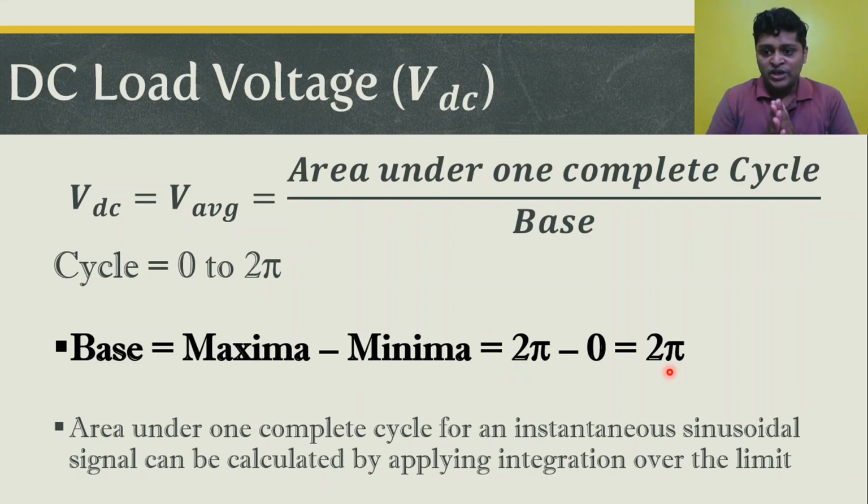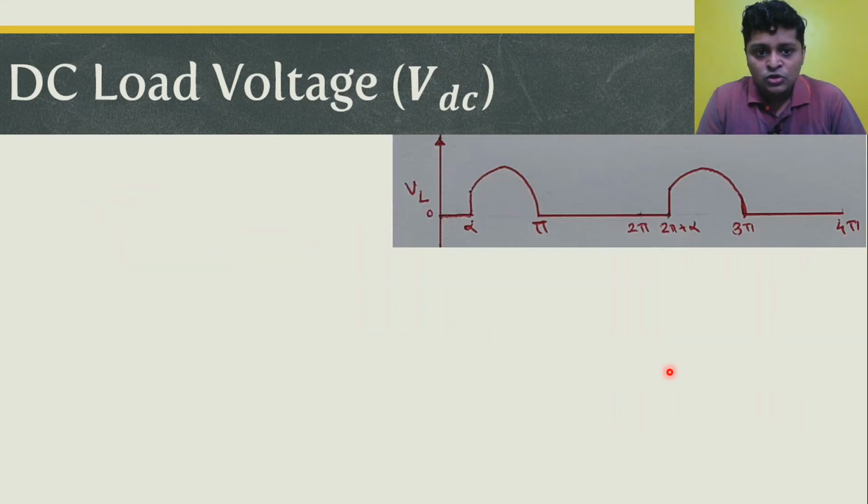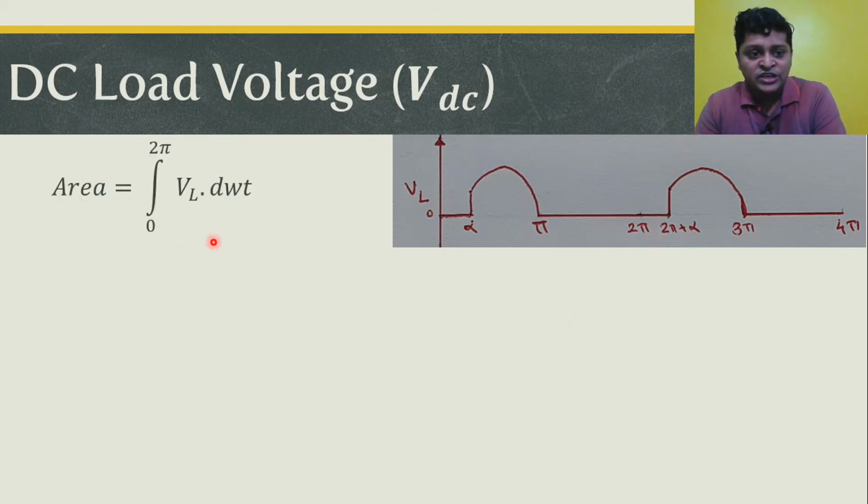Now how to calculate the area? For an instantaneous signal, the area can be calculated by applying an integration from the starting point to the ending point. So we are going to perform an integration over this entire range. This is our load voltage waveform, at which we like to calculate the DC voltage, and we like to perform integration from 0 to 2 pi. So let's start with the integration to calculate the area: integration from 0 to 2 pi of the load voltage with respect to omega t.